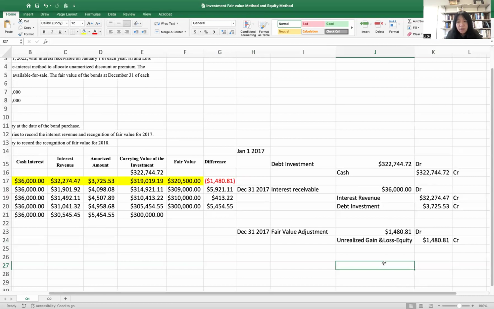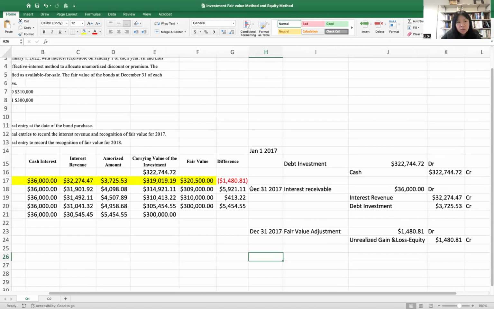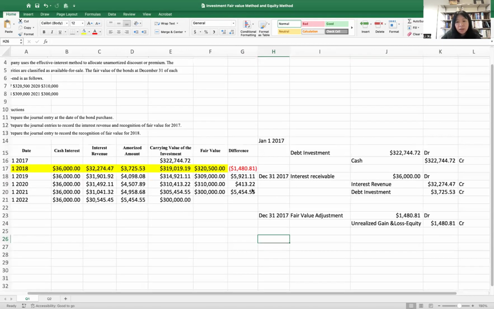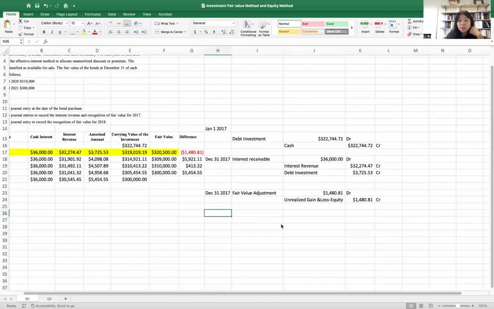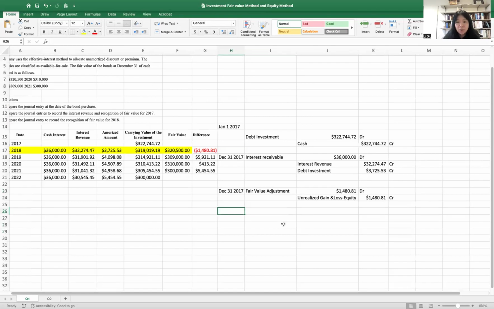So what happens next year? Next year, again, we need to do the journal entry for the interest and for the fair value adjustment. But for the question, they only ask us to do the fair value adjustment. So that's what I'm going to do. Even though we do have to do the journal entry for the interest revenues, the question only asks for fair value adjustment.